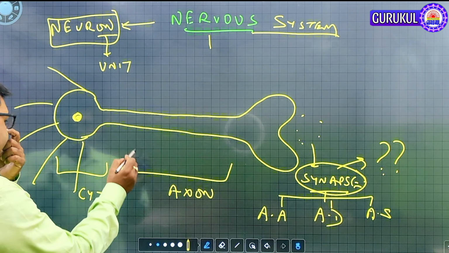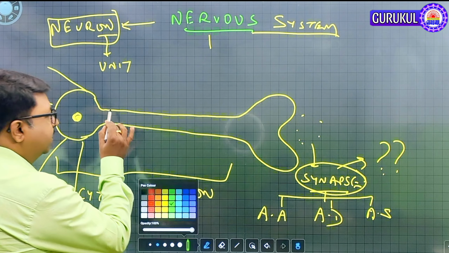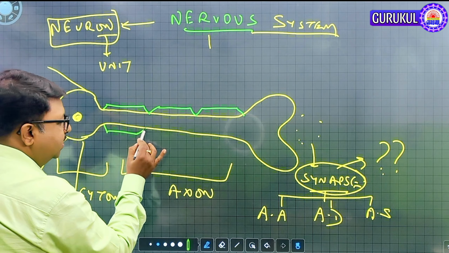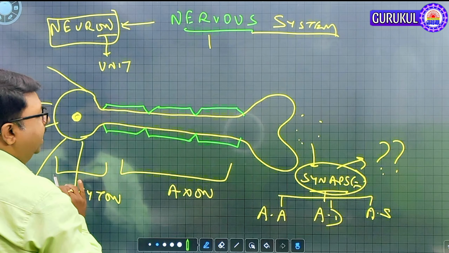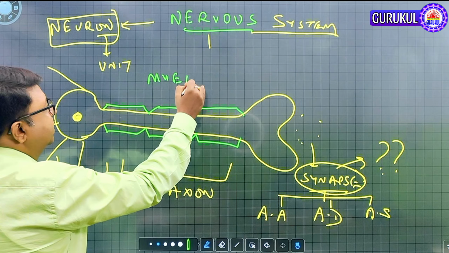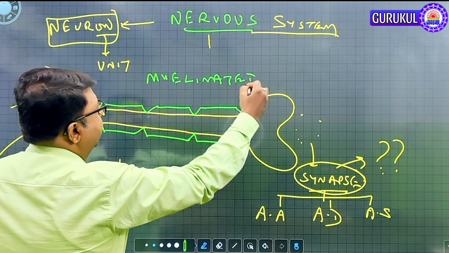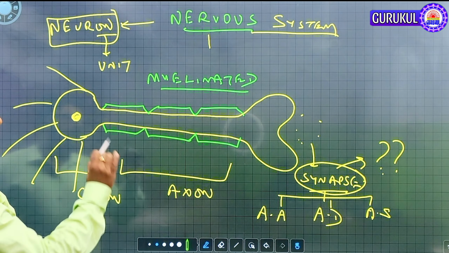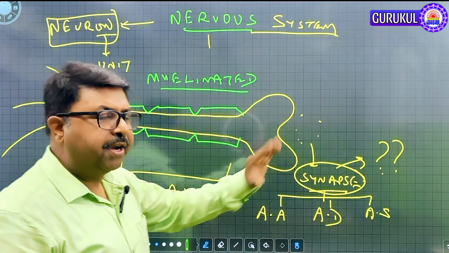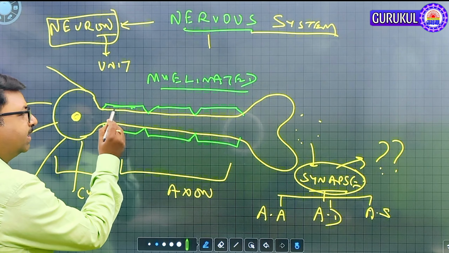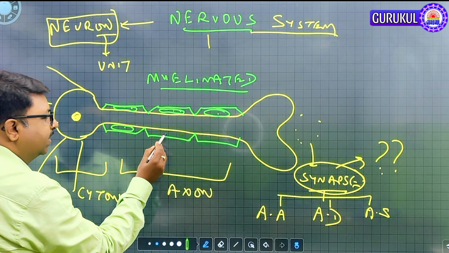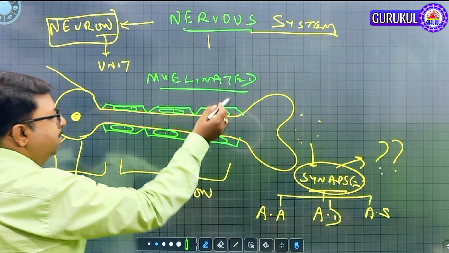Now, ये axon के ऊपर sometimes what they can have is myelin sheath. Sometimes they don't have that. अगर myelin sheath है, we call this nerve or neuron as myelinated neuron. अगर myelin sheath नहीं है तो क्या कहेंगे? Non-myelinated neuron. So ये myelinated neuron में यहाँ पे एक सेल है. The cell is called Schwann cell. Fine. And comment me in the comment section.